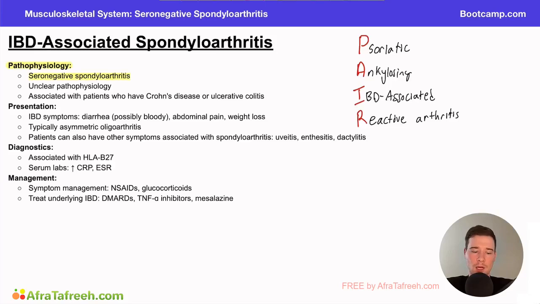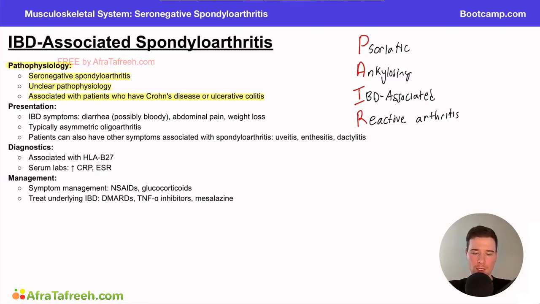It tends to have a bit of an unclear pathophysiology at this time. We don't really know what the mechanism is behind this, but we just know there is an association to the point that we actually kind of call it its own separate thing. And like I said previously, this is going to be associated with patients who have Crohn's disease or ulcerative colitis. Remember, these are types of inflammatory bowel disease, which is a group of conditions that lead to recurrent inflammation in the intestines or the GI tract for patients.